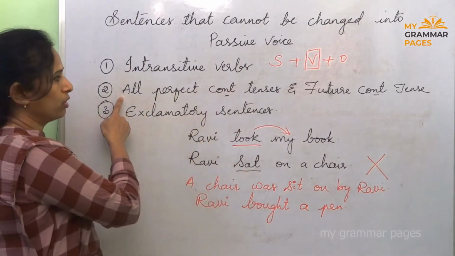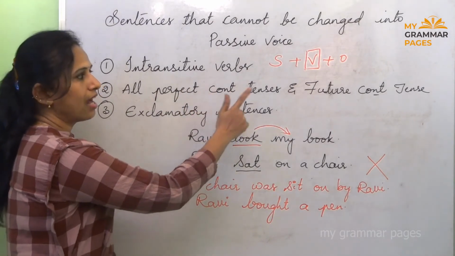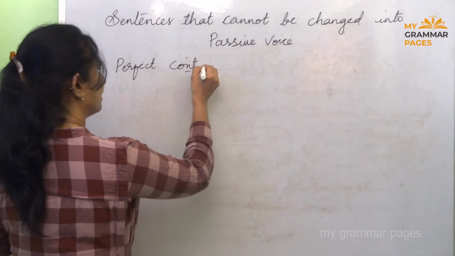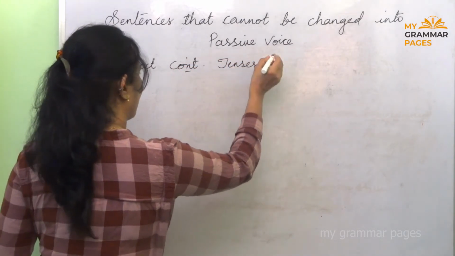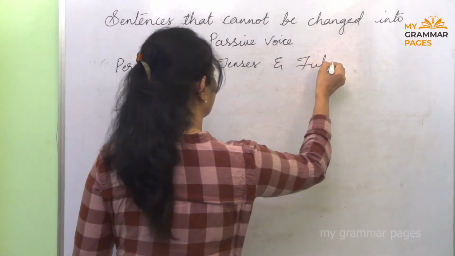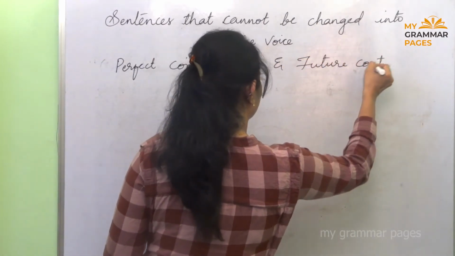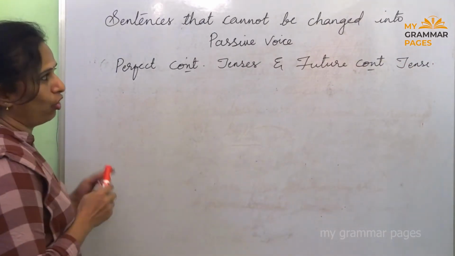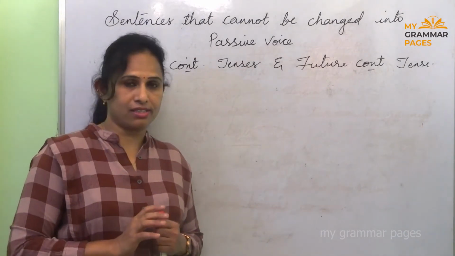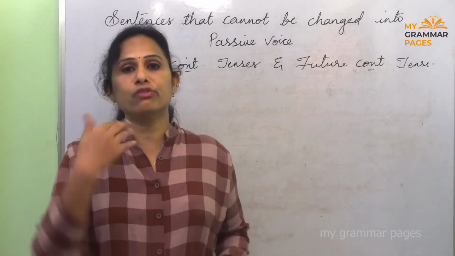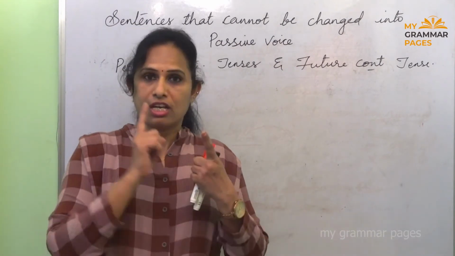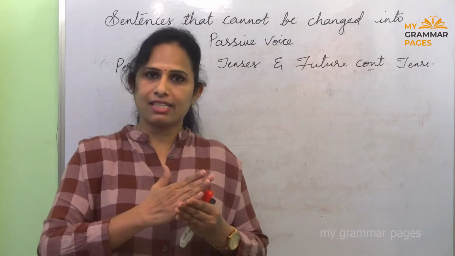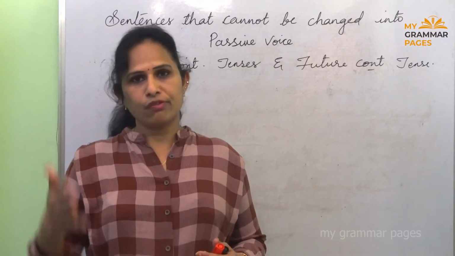Let us move on to rule number two. That is, all perfect continuous tenses and future continuous tense. Now I'll take examples in all the four. We have four types of tenses and each tense is subdivided into another four types. If you take present tense, we have simple present tense, present continuous tense, present perfect tense and present perfect continuous tense. In the same way, in past we have four and even in future we have four.